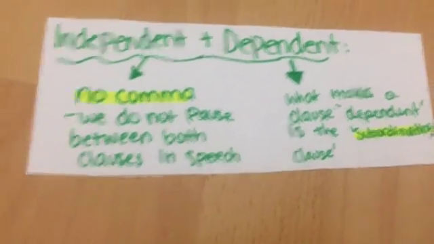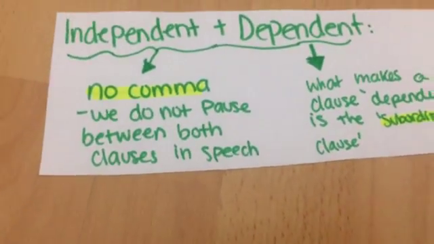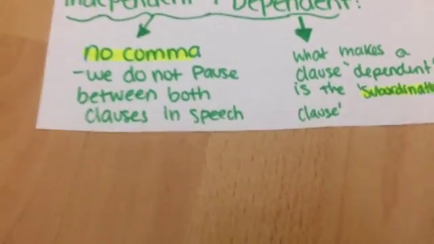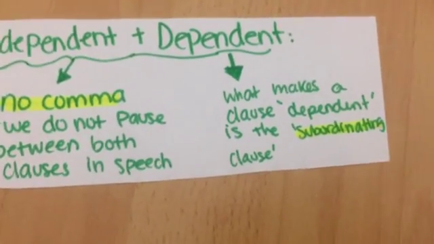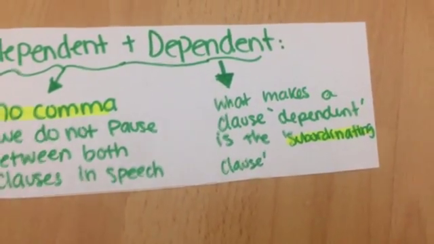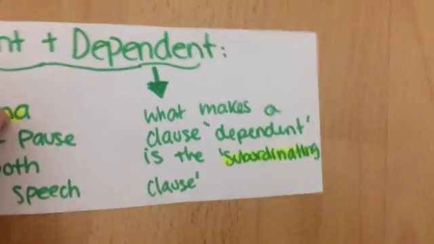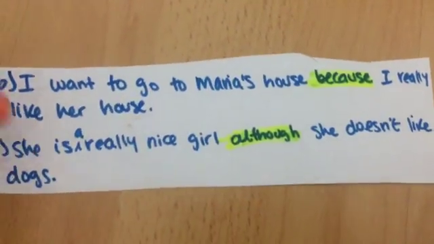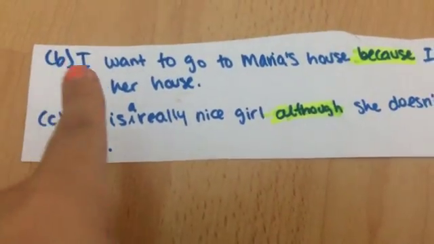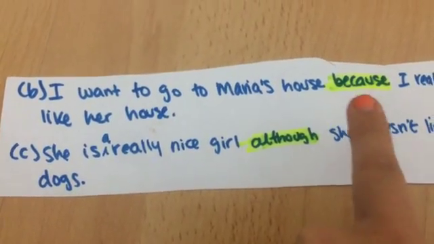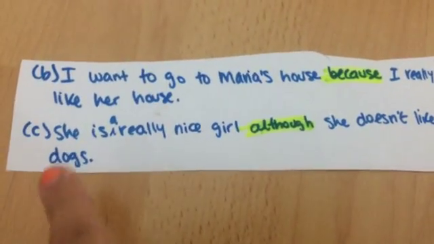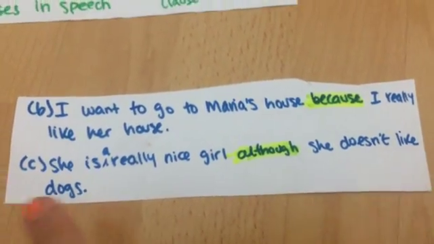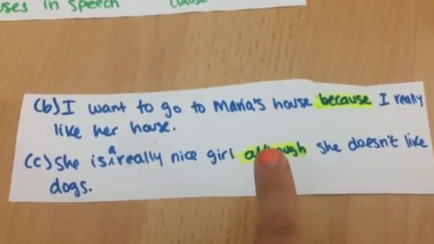Now, you should also know a little bit about independent and dependent clauses. One thing I should mention is that there are no commas placed, because normally when we talk in a phrase that has an independent and then a dependent clause, there's no pause between them. Also, what makes a dependent clause so special is that it has a subordinating word that makes it a dependent clause. Now, some examples are: I want to go to Maria's house because I really like her cows. The first part is independent, then the dependent marker, which normally starts a dependent clause. She is a really nice girl, although she doesn't like dogs. Again, independent, dependent clause. Here we have our dependent marker.